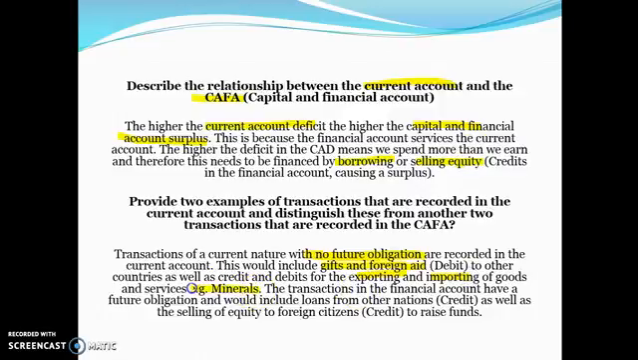Okay, so you should be able to name a couple of things that are part of the current account, because we've studied it in quite a bit of detail. The transactions in the financial account have a future obligation and would include loans from other nations, as well as the selling of equity to foreign citizens. So clearly articulate that one has a future obligation, the other one doesn't. They're the main differences, and then provide a couple of examples. Your goal for that question is to provide two examples of each.